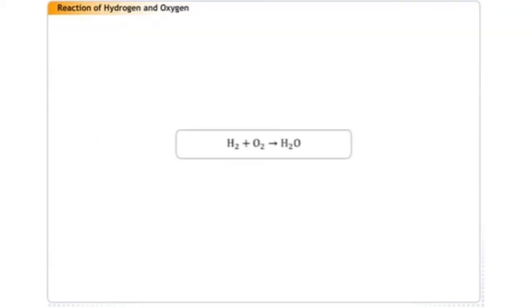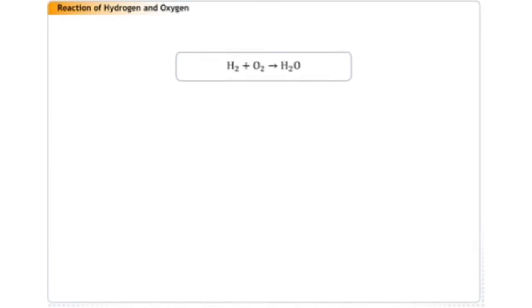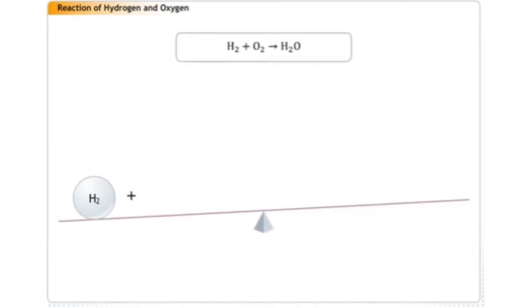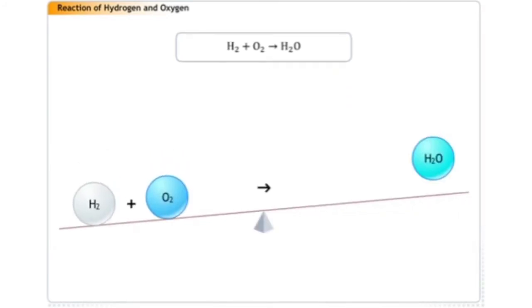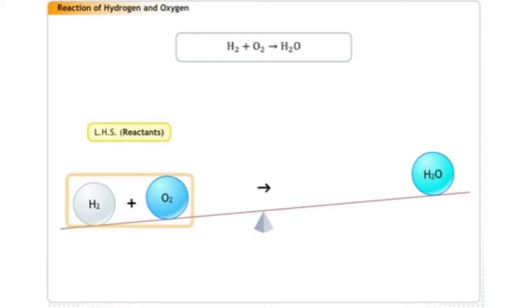To understand how the equation is balanced, let's refer back to the reaction of hydrogen with oxygen to form a molecule of water. We need to balance this reaction according to the law of conservation of mass. The first step is to determine the reactants and the products in the equation. Here, hydrogen and oxygen are the reactants. Therefore, they are written on the left hand side. The water molecule is the product, hence it is written on the right hand side of the equation.